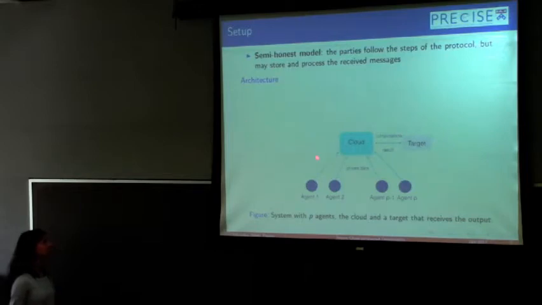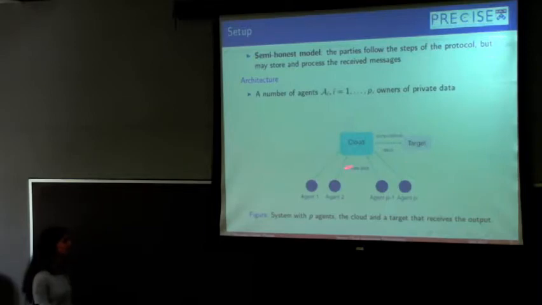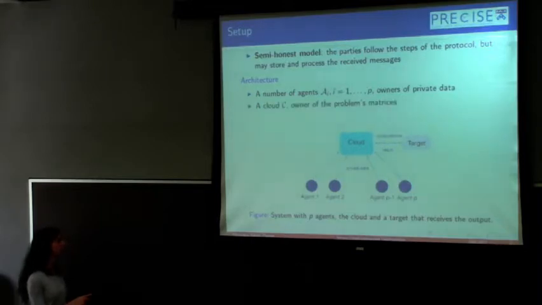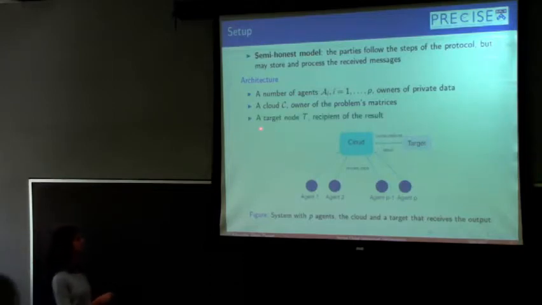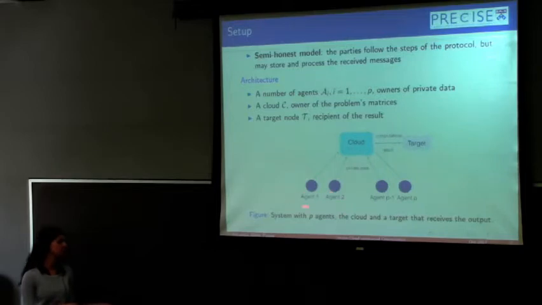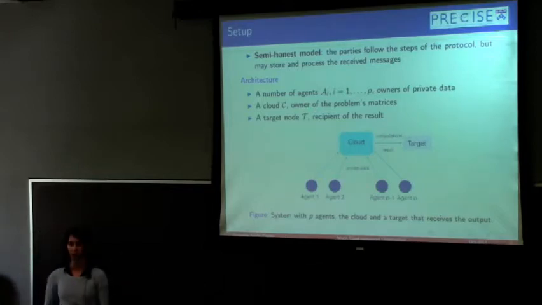The architecture we considered, as I mentioned, is a centralized one. We have P agents that are owners of the private data, and these agents will encrypt their data and send it to the cloud, which aggregates them, and can also have its own private data. I'm going to show what that data is. And the result of this computation that is outsourced to the cloud has to go to another party called the target. It's easy to think about this, for example, as the agents being sensors, the cloud being a controller, and the target being an actuator. This is one example.